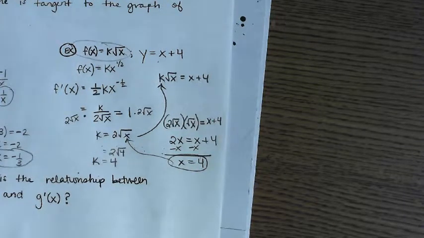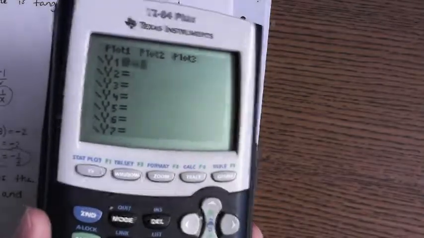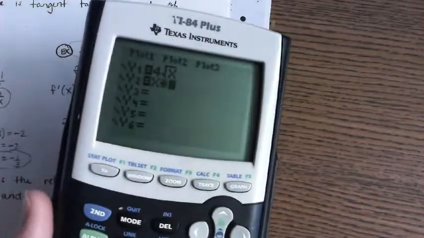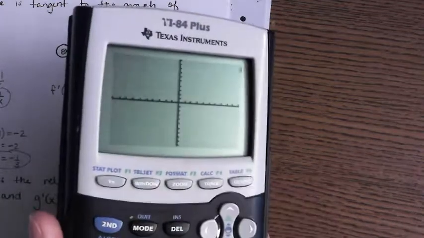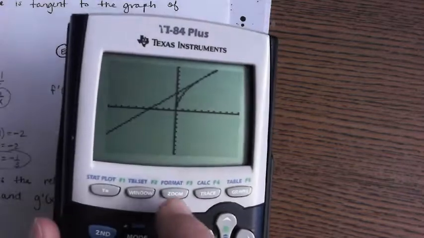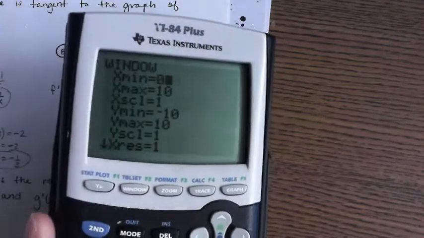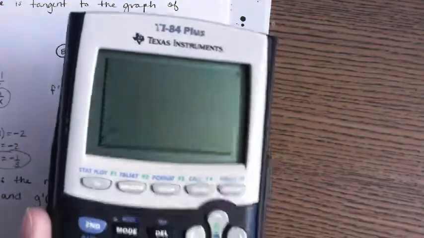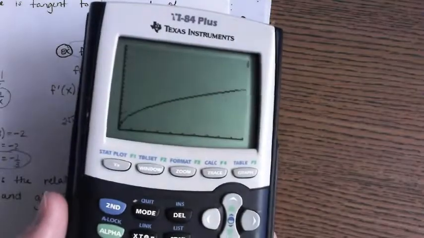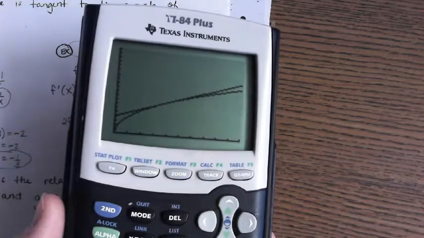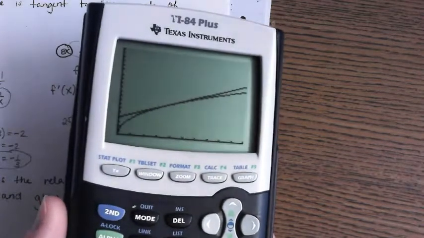You ready for my proof? Or checking our work with the calculator? So our function is supposedly 4 root x, and our tangent line is x plus 4. Moment of truth. It's very sweet. Window. I'm going to go 0 to 10 and 0 to 20. Then it should be clear. Are you satisfied? You look like you have a question.